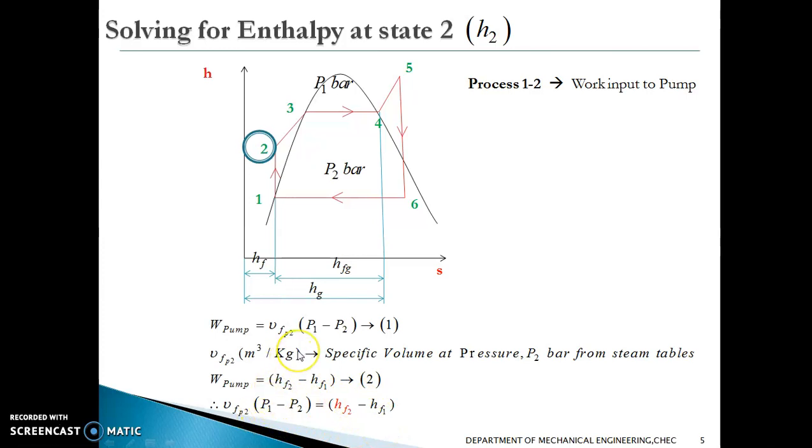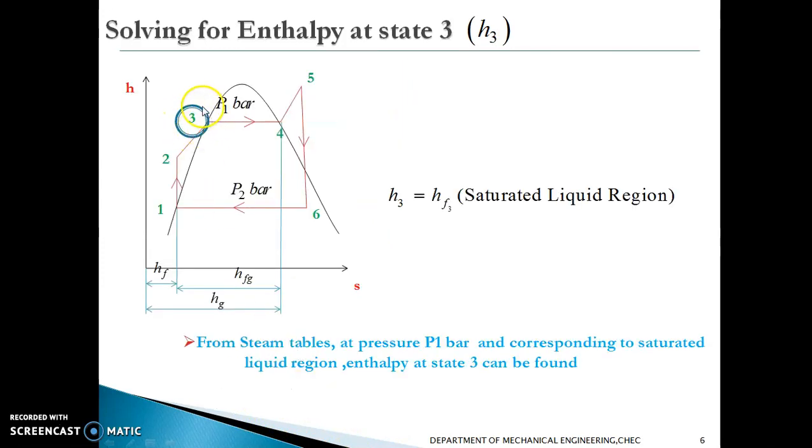Coming to state 3, if we observe, state 3 is a point on the saturated liquid line. So state 3 should be denoted with suffix f, and h3 can be directly obtained as hf3 by looking at the steam tables at this particular pressure. Since 3 is a point on the P1 bar pressure line, we can obtain the value from the steam tables at pressure P1, corresponding to the saturated liquid region. The enthalpy at state 3, hf3, can be obtained. It is just similar to state 1.